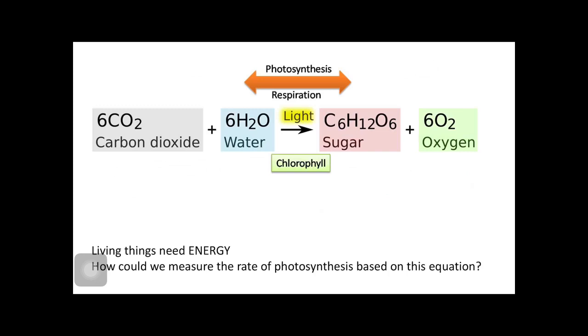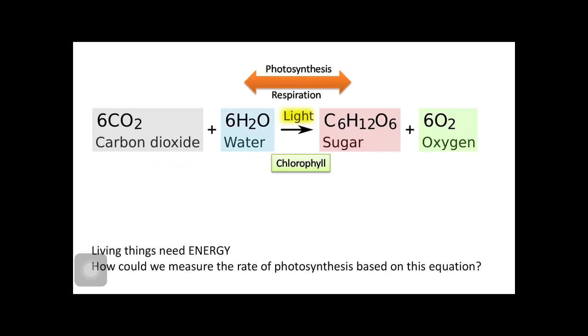I could measure the amount of sugar that the plant is producing, or I could measure the amount of oxygen that the plant is producing. The problem with measuring the amount of sugar is that plants use that sugar to grow. They're increasing in their size or their mass. So I might want to use the amount of oxygen released because that's a waste product of photosynthesis.